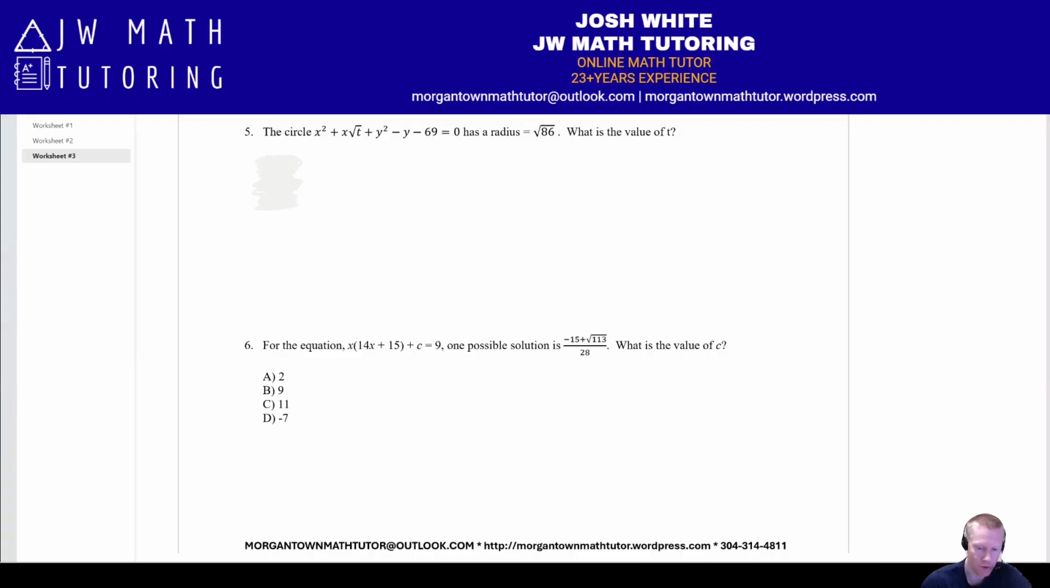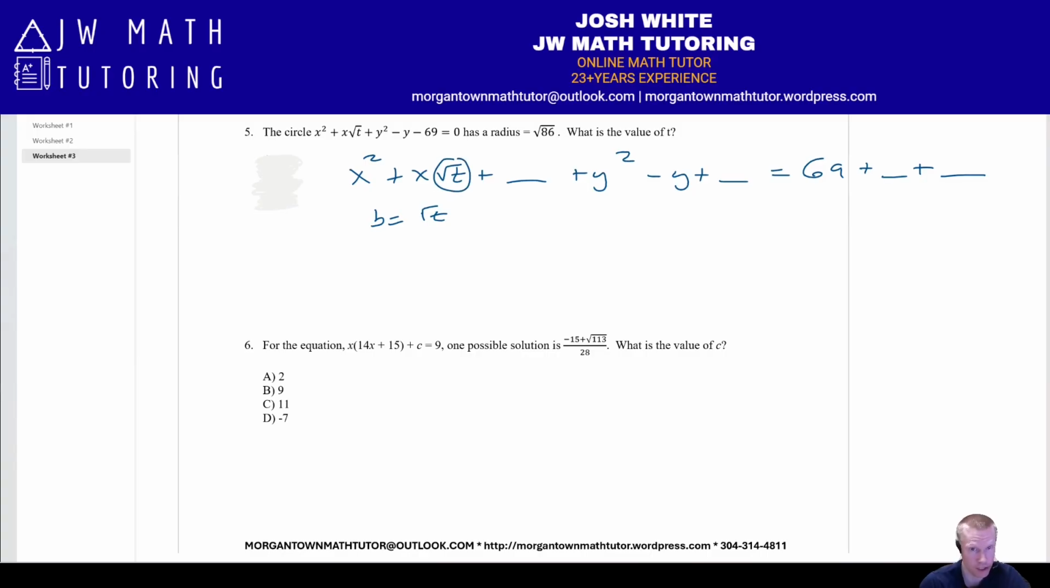So first way you could do this, free response, call it like the traditional way, is to go ahead and basically complete the square on both the x and the y terms. So I'm going to add some blanks. I'm also going to move the 69 over to the right and put 2 answer blanks with it. And then for completing the square, we take half of the b term. So in this case, that is root t. This is technically the coefficient. And then we square it. So when we square it, notice we get t over 4, right? The root and the squared cancel out, 2 squared 4. Okay, so I'm going to add that over on the right.